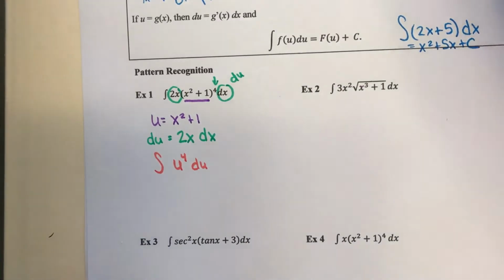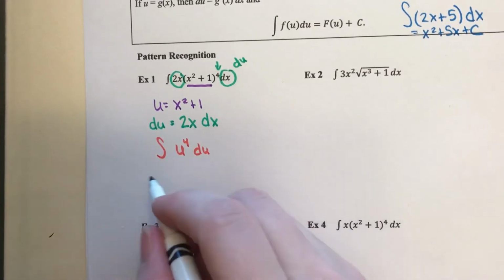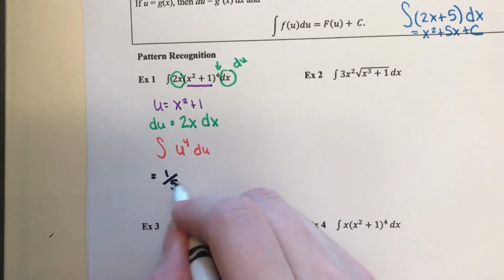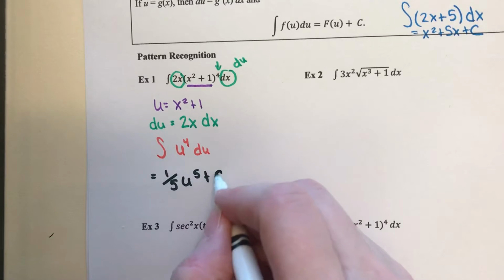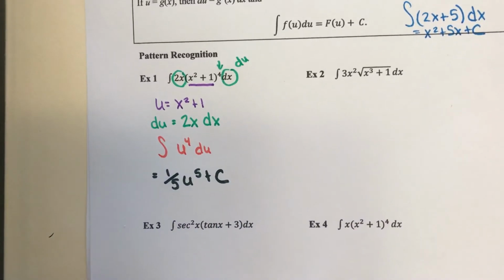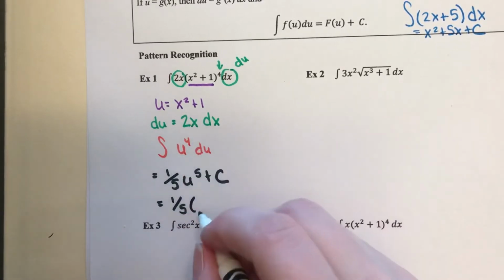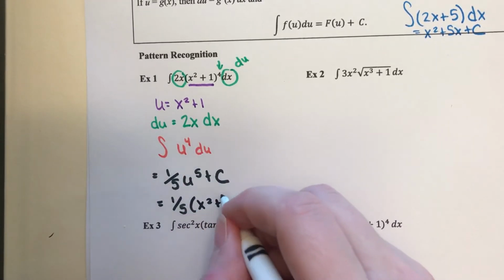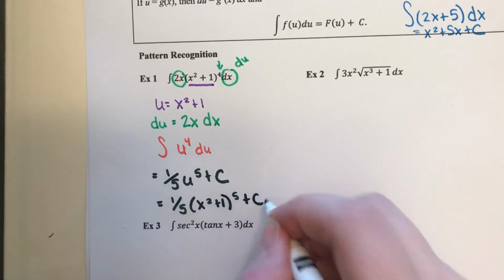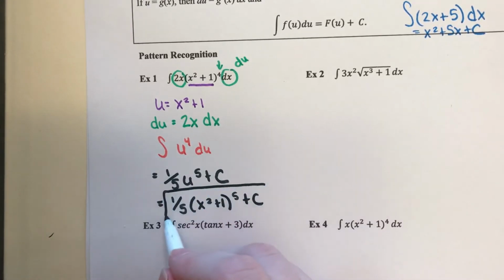I'm going to take the integral, and the integral of u to the 4th is pretty easy. We're going to add and divide. That's 1/5 u to the 5th plus c. And we're almost done. The very final step is we're going to plug back in for u. So u we said is equal to x squared plus 1, to the 5th, plus c. And that is our final answer.